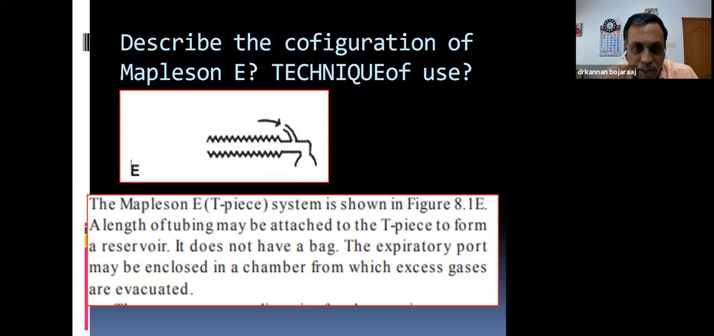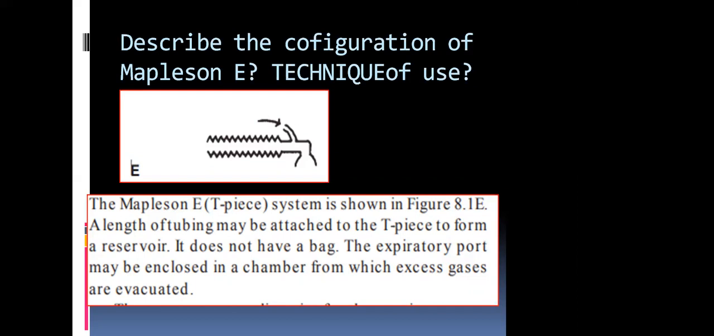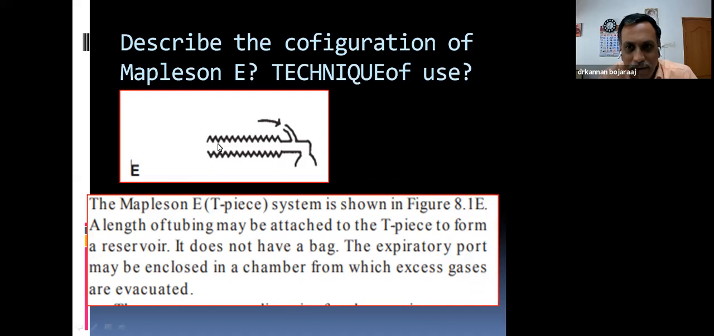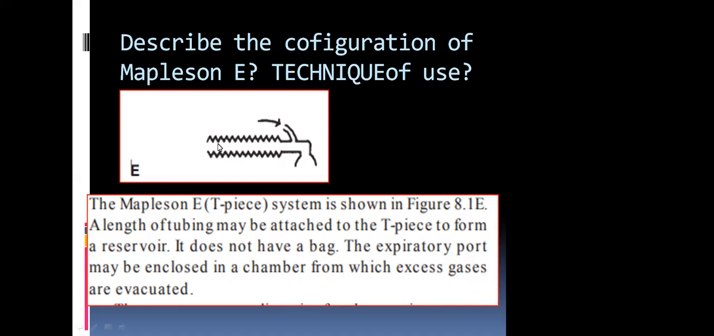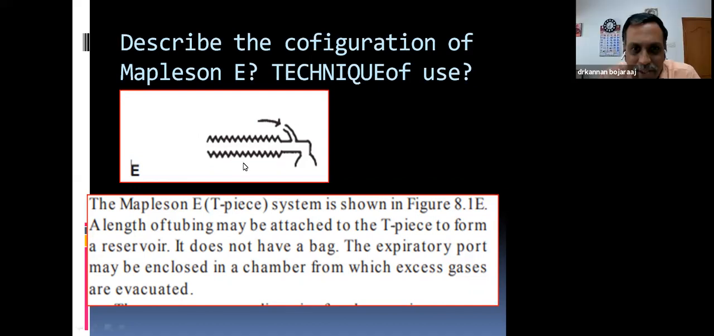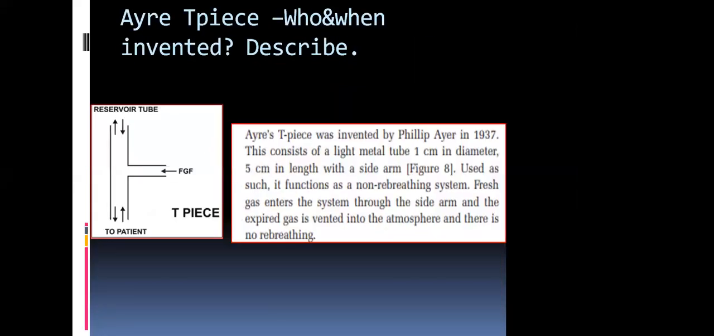Dhanlakshmi, what is the configuration of Mapleson E? Sir, are you following me or not? Yes, sir. Following, sir. Can you describe this configuration? Sir, in the Mapleson E there is no reservoir bag, sir. Only the corrugated tube, the fresh gas flow and the patient end are present, sir.